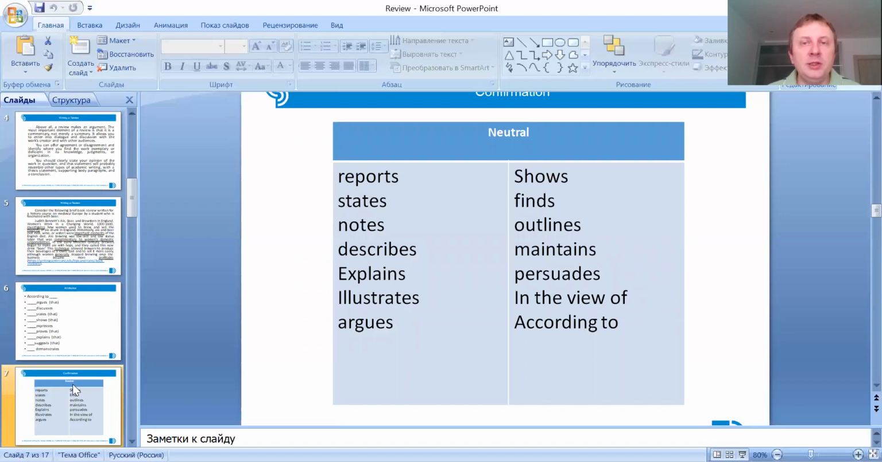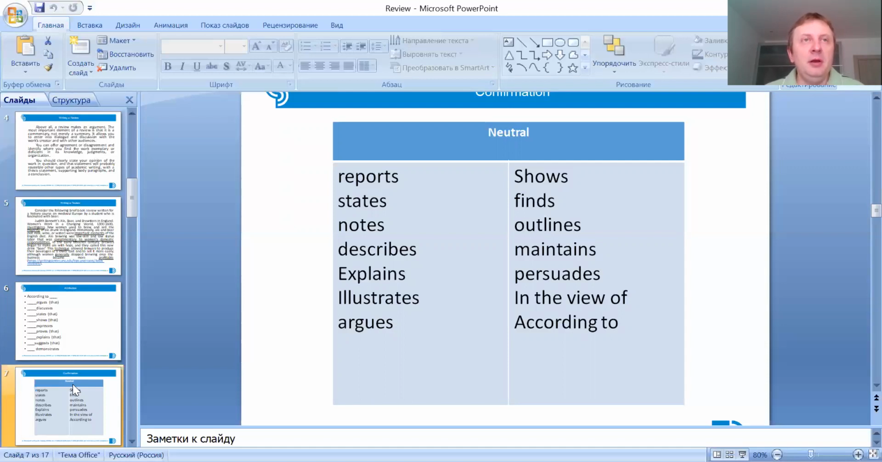The next portion of the words refers to confirmation. It means that you confirm something. Some words are used here as well: reports, states, notes, describes, explains, illustrates, argues, shows. You can see some words from the previous section, but it's not a problem. You confirm, for example, your point of view by showing that somebody states something, that somebody notes something, that somebody describes something.